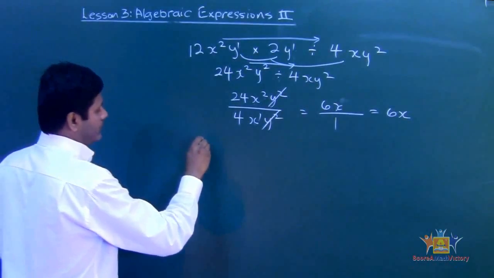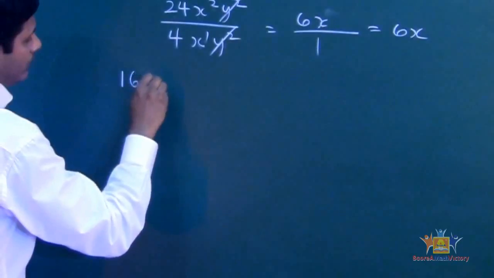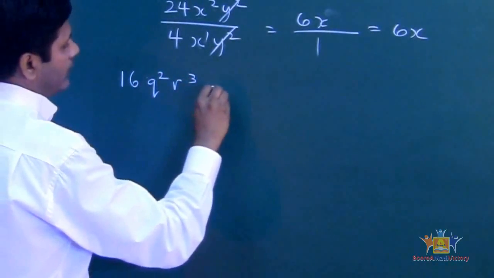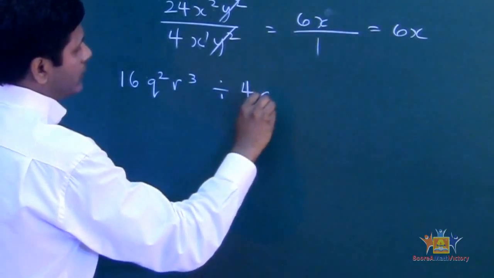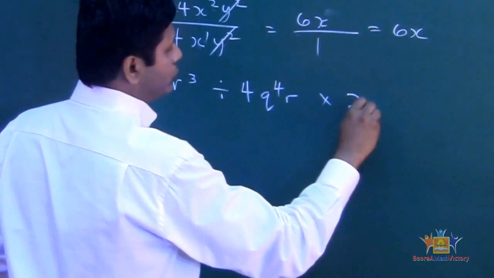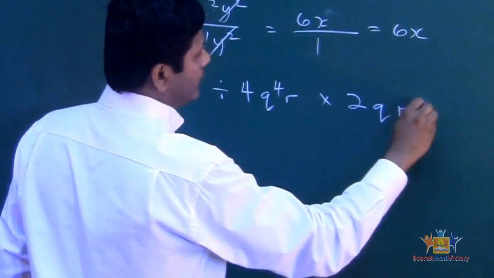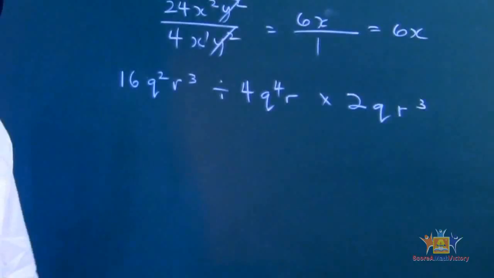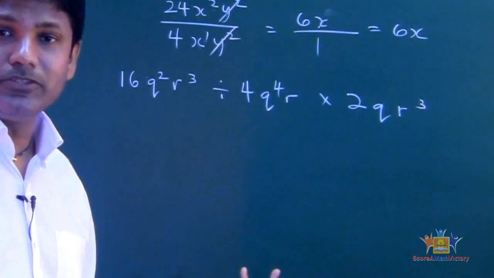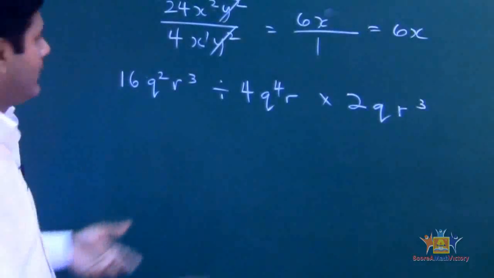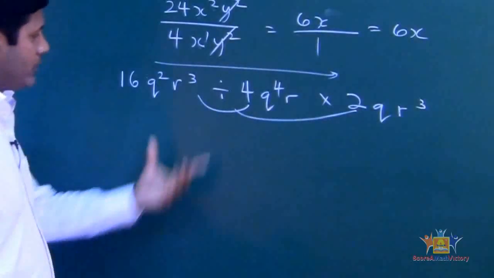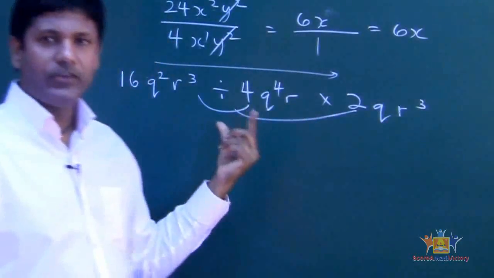Okay, let's say Mr. Mac gives you 16 q squared r cubed, divided by 4 q to the 4th r, and then I'm going to multiply by 2q and r to the third. So look at that, division comes first and then multiplication. Again, what method are we going to use? Exactly, the left to right method. We're going to solve this one first, the pairing method. We're going to divide first and then we're going to multiply.